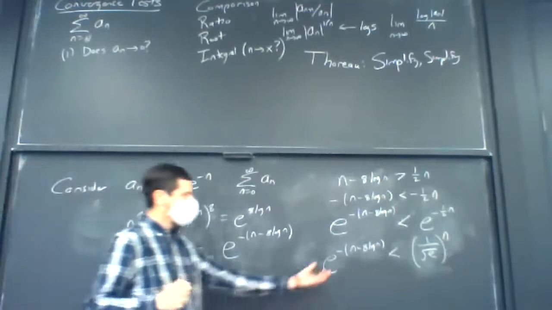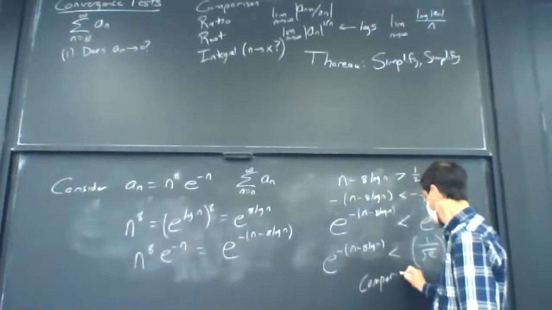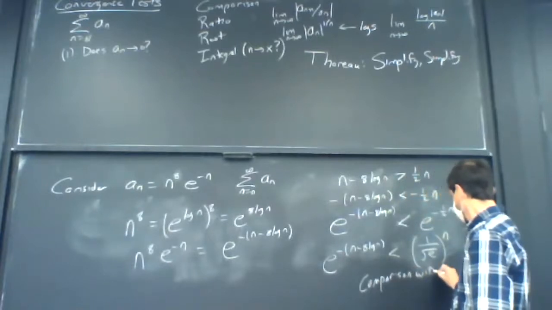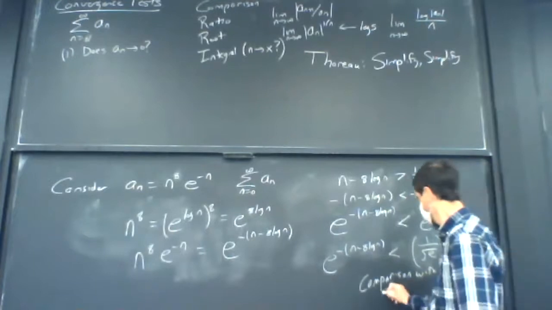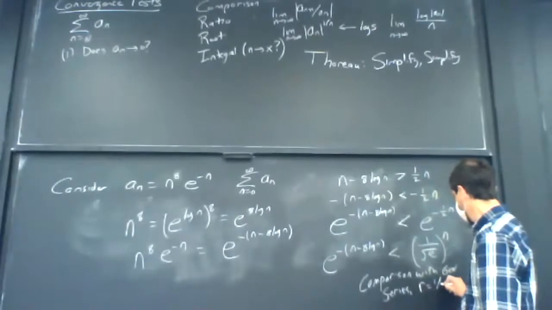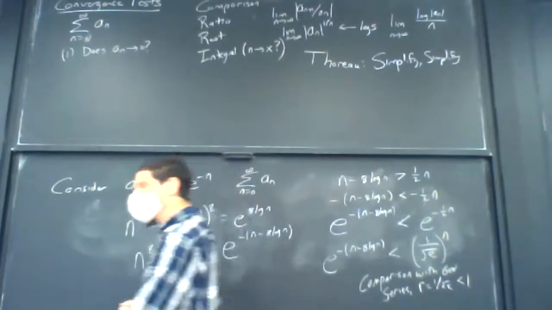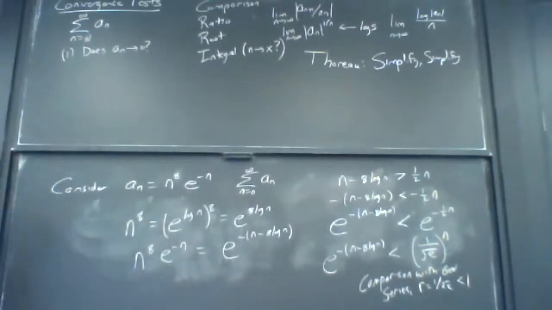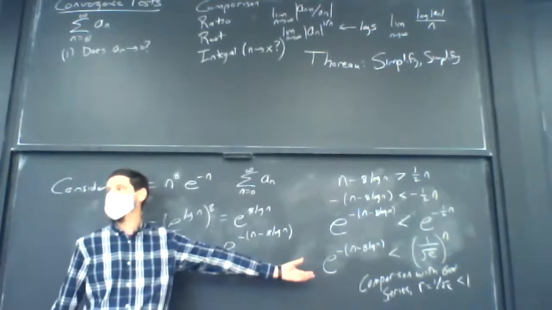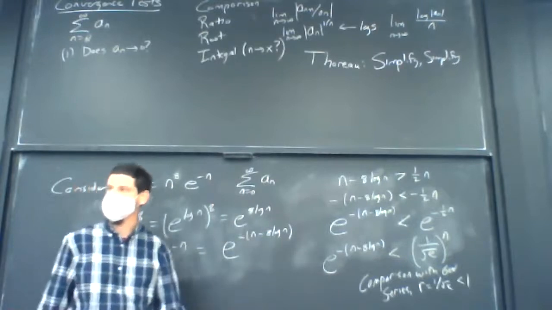Smaller than 1. So comparison with a geometric series with r equals 1 over the square root of e, which is less than 1. So this is another way to do it with a comparison test. And in fact, this is going to give you a lot faster convergence than the other one. In the other one, you have 1 over n squared, it converges, but slower.